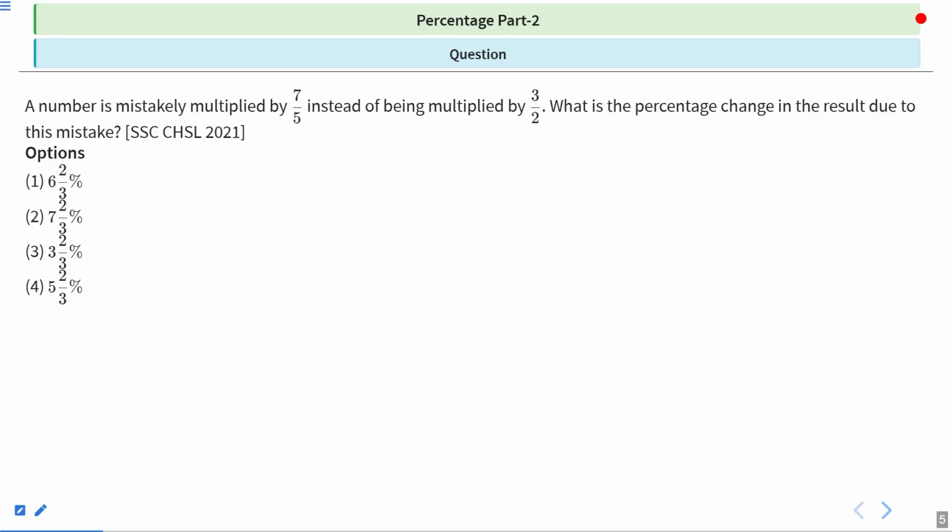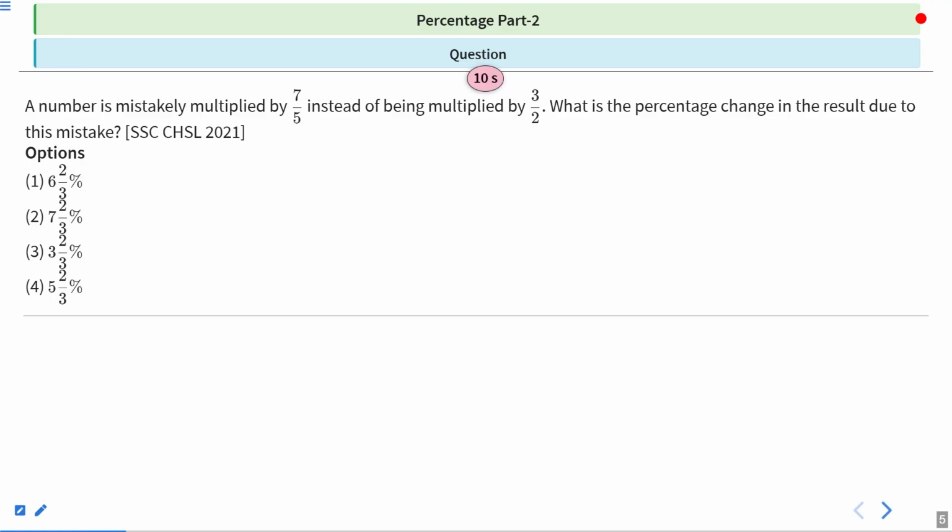A number is mistakenly multiplied by 7 by 5 instead of being multiplied by 3 by 2. What is the percentage change in the result due to this mistake? This question was asked in the SSC CHSL exam in 2021. Now there are four options. First one is 6 and 2 by 3%. Second is 7 and 2 by 3%. Third is 3 and 2 by 3%. And fourth is 5 and 2 by 3%.